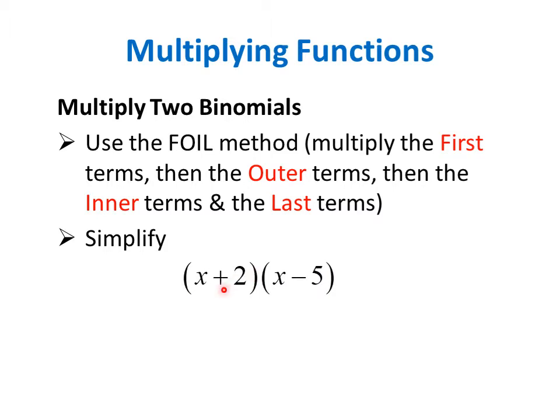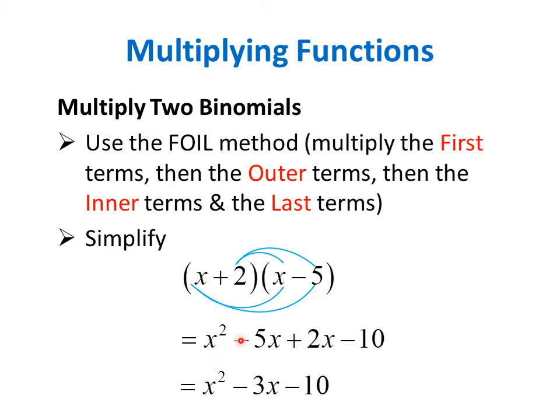For example, let's say we have to multiply the binomial x plus 2 by the binomial x minus 5. So first we have to multiply the first terms, then the outer terms, then the inner terms, and the last term. So that is the FOIL method. If we do that, we have x times x, x squared. Outer terms, x times negative 5, that's minus 5x. Inner terms, 2 times x, that's positive 2x. Last terms, that's 2 times negative 5, we get negative 10.